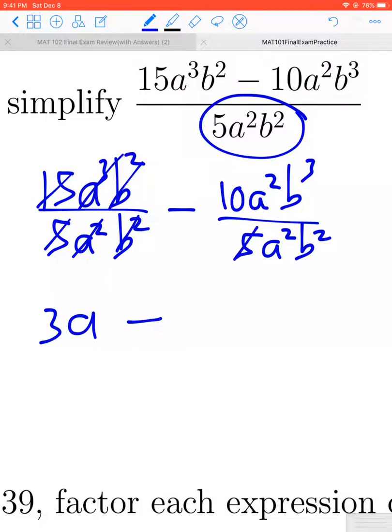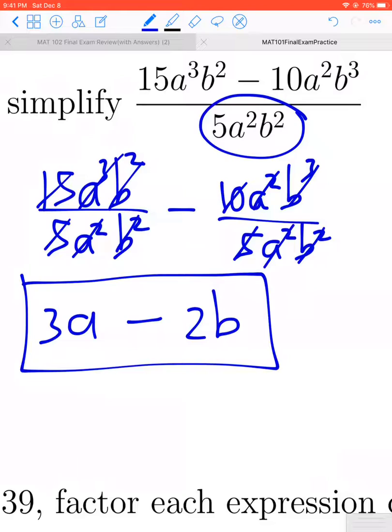For the second term, 5 goes into 10 twice. Both powers of a cancel, so the a squared on the top cancels with the a squared on the bottom. I can cancel 2 powers of b in the bottom with 2 powers of b up top, but I'll still have 1 power of b left over. So final answer should be just 3a minus 2b.